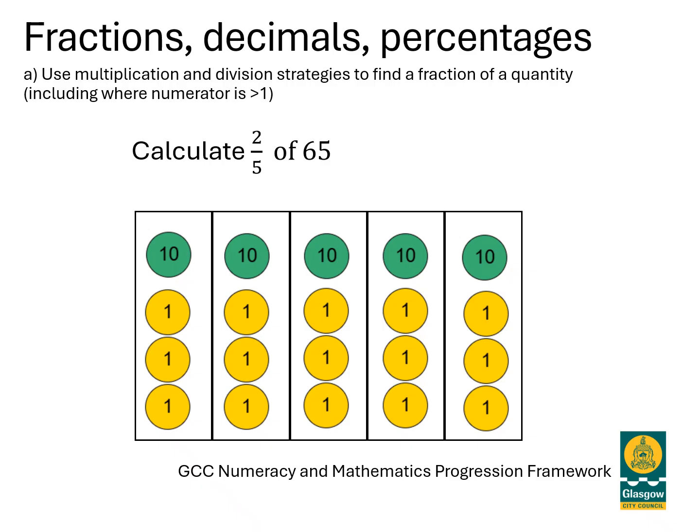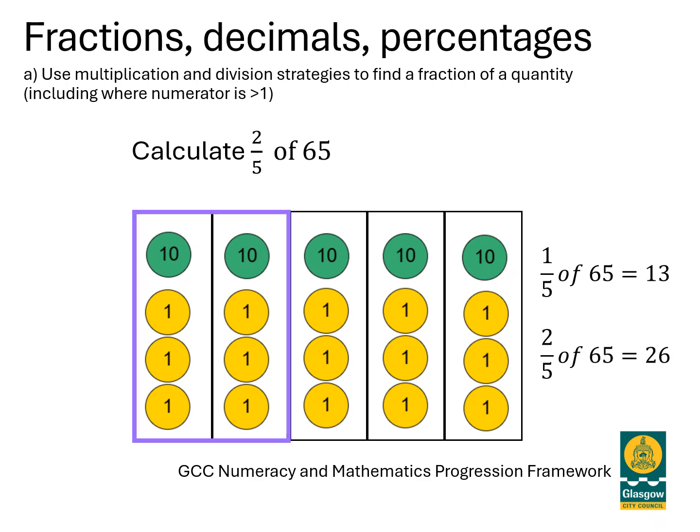So we are interested in 2 of those groups. The top number is telling us how many groups we're interested in. So here 1/5 is 13, but we want to know 2/5. 2/5 of 65 is 26.